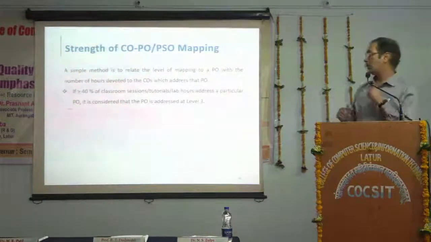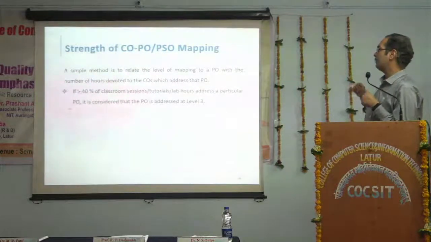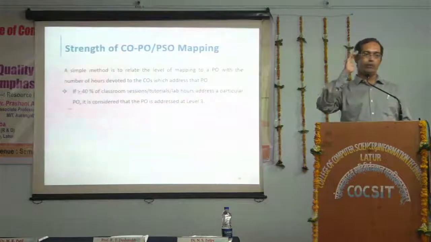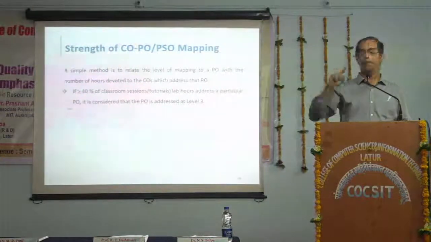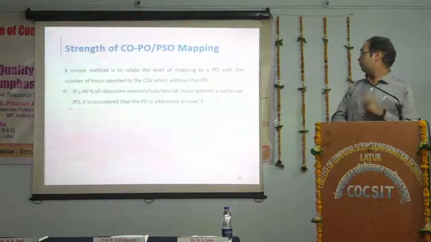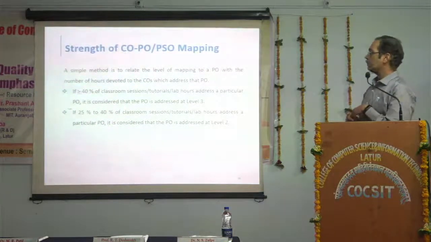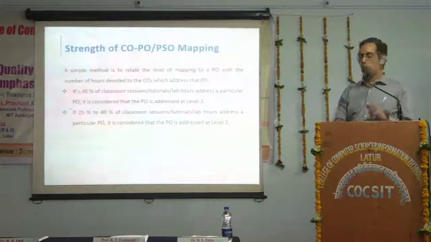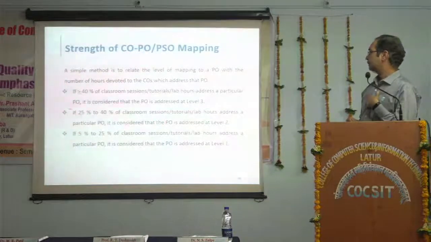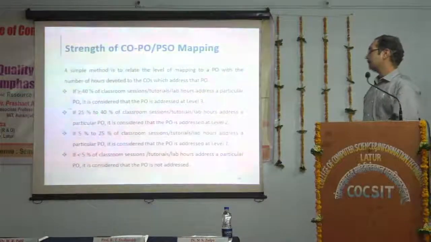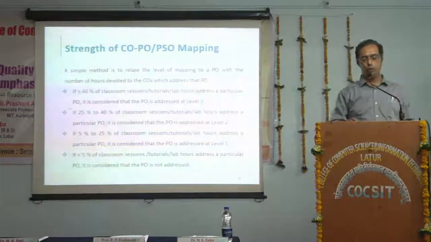What it says: if 40% or more of classroom sessions or tutorial and lab hours address a particular PO, it is considered that the PO is addressed at level 3. Understand? If 40% of the contents of your course are related to the particular PO, in that case you can say you have addressed level 3. If 25% to 40% of the classroom sessions or lab hours address a particular PO, it is considered that the PO is addressed at level 2. If it is between 5% and 25% of the classroom sessions that address a particular PO, it is considered that the PO is addressed at level 1. And if it is less than that, it is not addressed. So these are 4 levels through which you can say that the PO has been addressed.